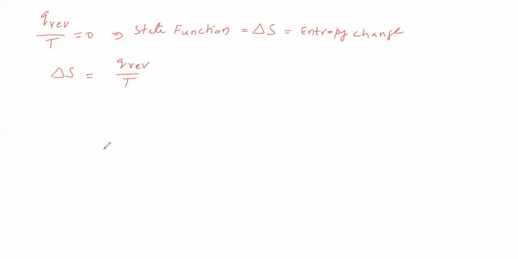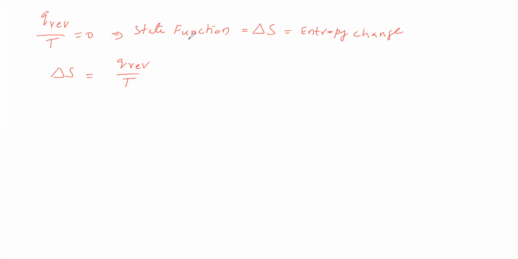So in order to overcome the limitation of the first law of thermodynamics, the second law of thermodynamics was introduced. In that, the thermodynamic term introduced is delta S, which is equal to Q reversible by T. Understand that entropy is a state function. Just as internal energy and enthalpy in the first law are state functions, like this entropy is also a state function.